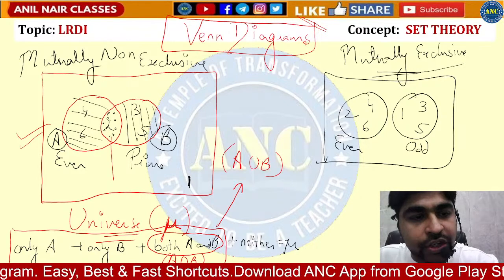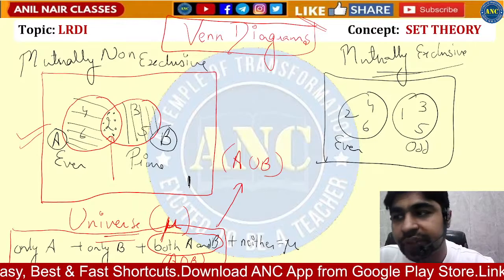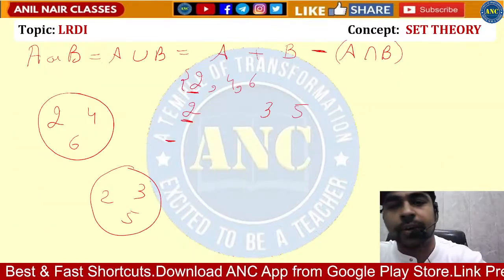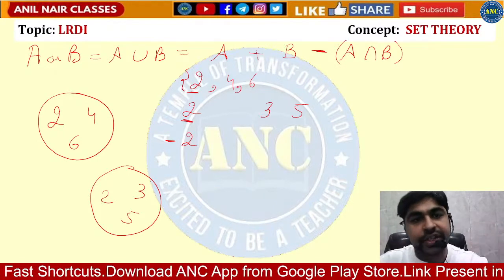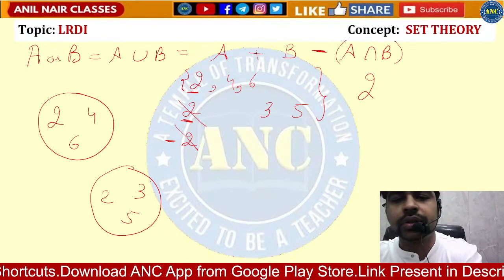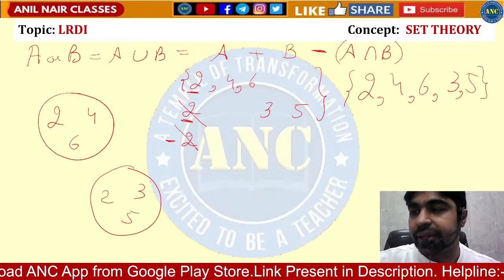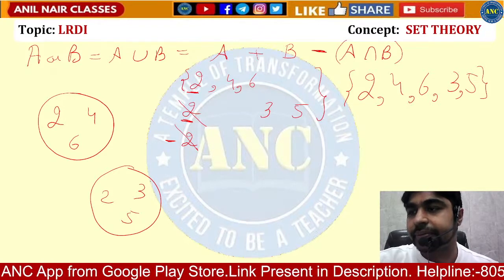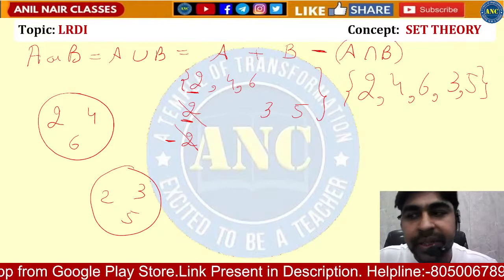A intersection B is the common portion of both of them. And what is the common portion of both of them? It is 2 only. So 2 I was getting 2 times. If I subtract 1 time of it, what do I get? I'll get 2, 4, 6, 3 and 5, which are all the elements taken only one time. All the elements taken only one time is the way I would define it. I hope it is clear.